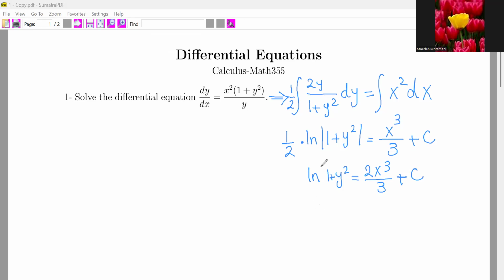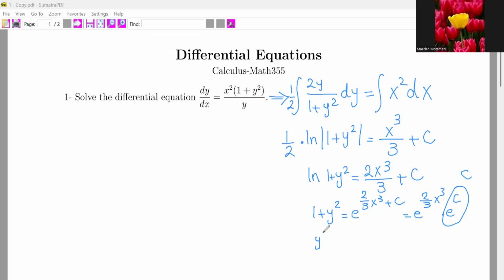And in order to cancel ln, we would write 1 plus y squared equals e to the power of 2 over 3 x cubed plus c. And this right side can be written as e to 2 over 3 x cubed times e to c. And we know that e to c is just a number, so you can have a big C for all of it, or you can just keep it that way.